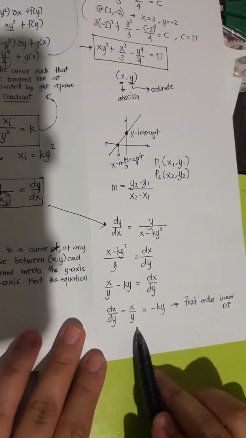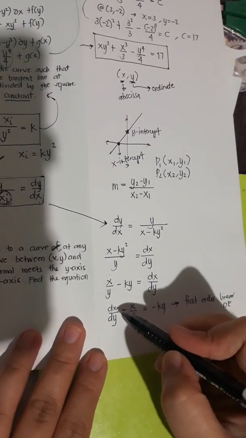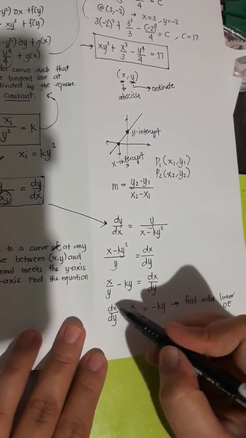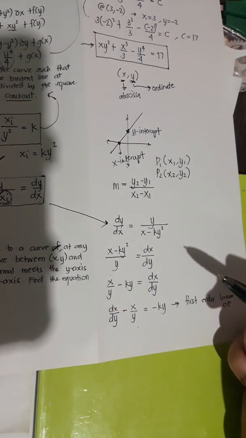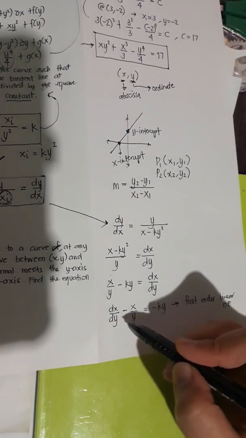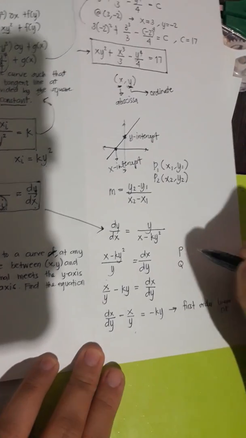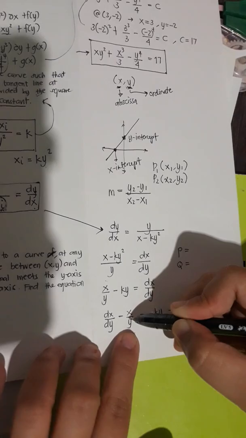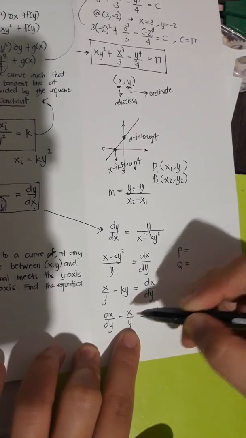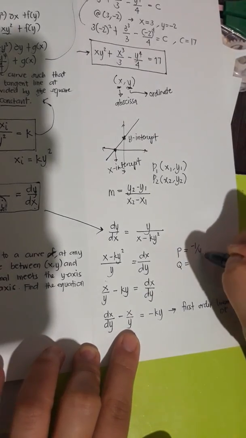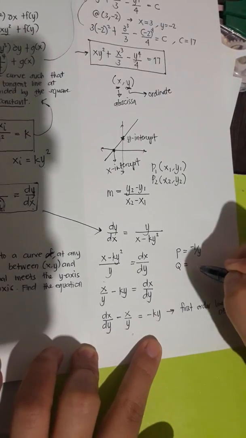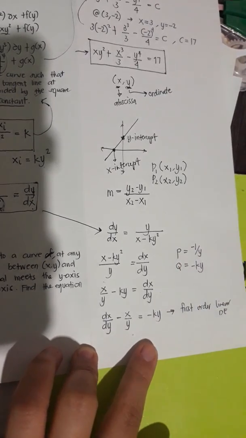Alright, since x here is deemed to be the dependent variable and y the independent variable, our p and q should be functions of y. So here, the function of y times x is negative 1 over y, and our q here is negative ky.